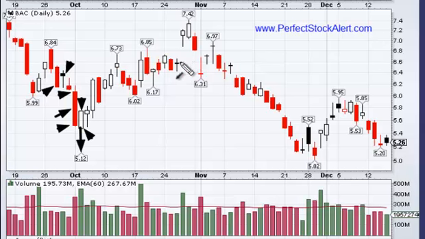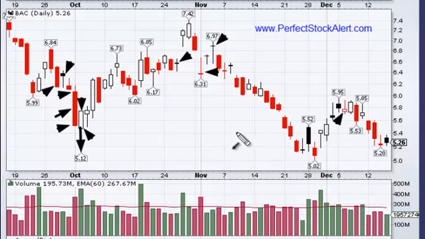Here you have examples of dojis. It looks like a plus sign or a cross or an inverted cross. These situations are telling you that price activity closed at the same point that it opened. Here we see an example of a situation where the opening price was lower than the closing price. However, it closed lower than the previous day. Therefore, the hollow candlestick is outlined in red.